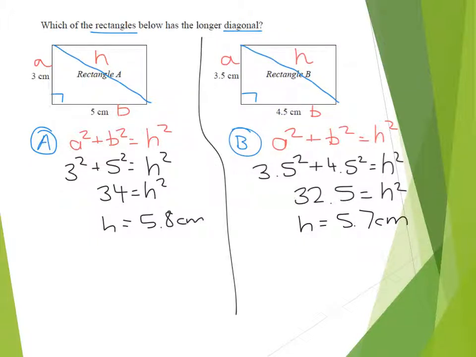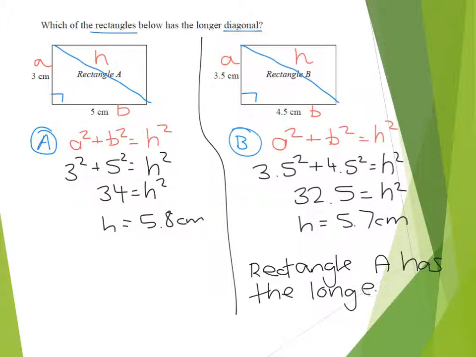We've now got to think about actually answering the question. So the question said, which of the rectangles has the longer diagonal? So you need to say rectangle A has the longer diagonal. And you'd be all done. Full marks there.